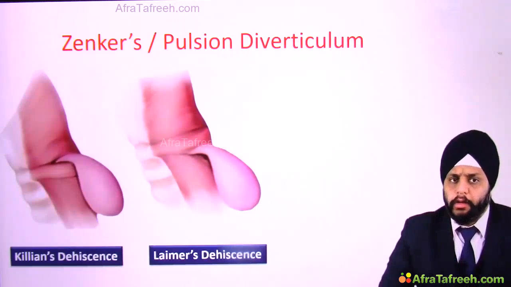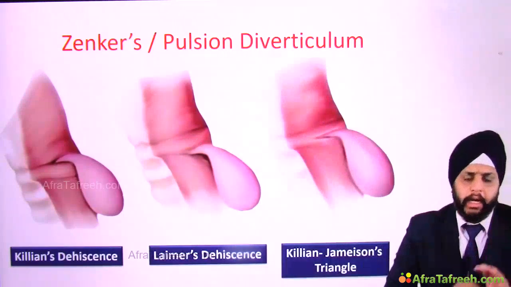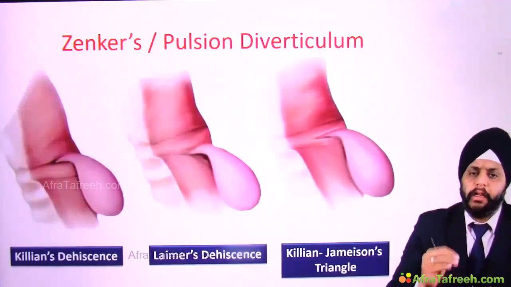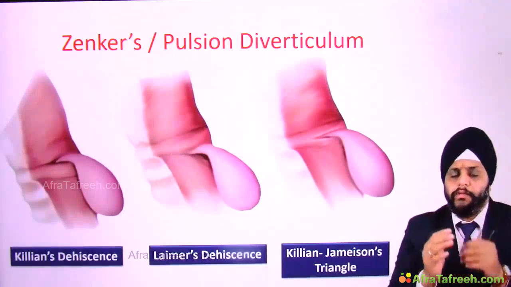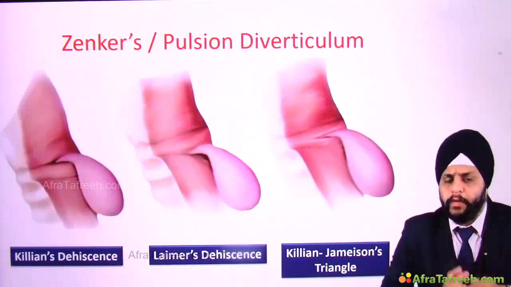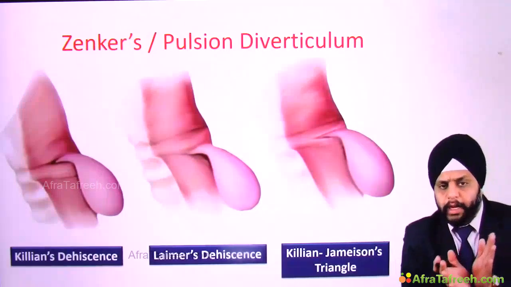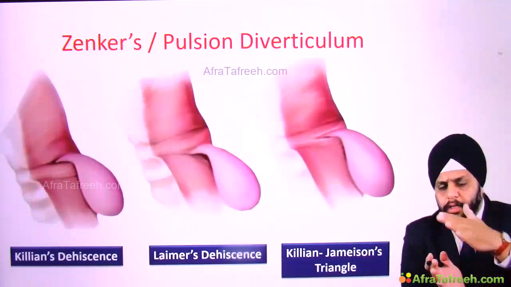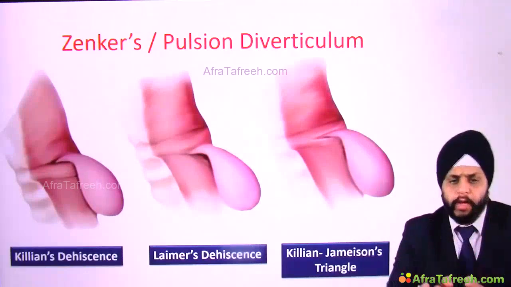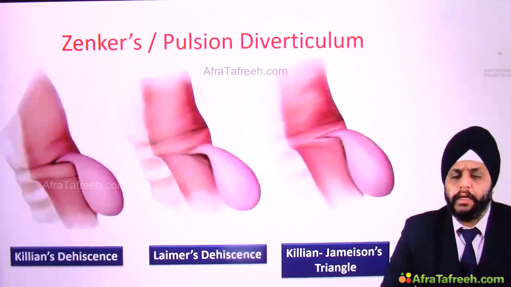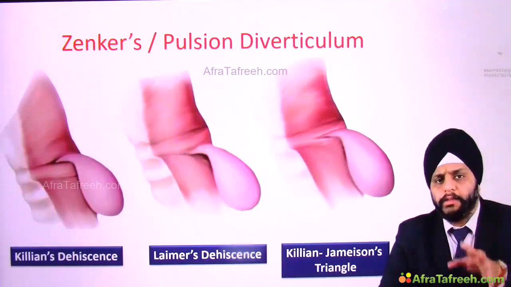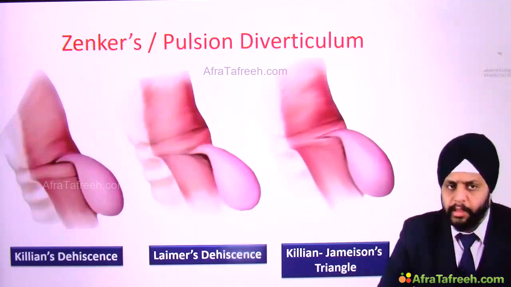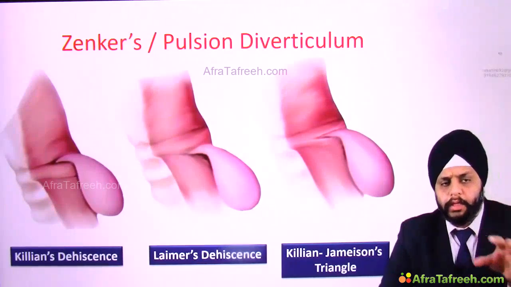Right? And we can also have the development at the lateral aspect. Remember, we have the Killian-Jamieson's triangle, and that is the place between the transverse and the oblique fibers of cricopharyngeus. So on the side, when they are coming from the cricoid, there are some transverse fibers and some oblique fibers. In between them, we have the Killian-Jamieson's triangle. So Zenker's diverticulum can arise from any of these three places. Most common location is Killian's dehiscence.